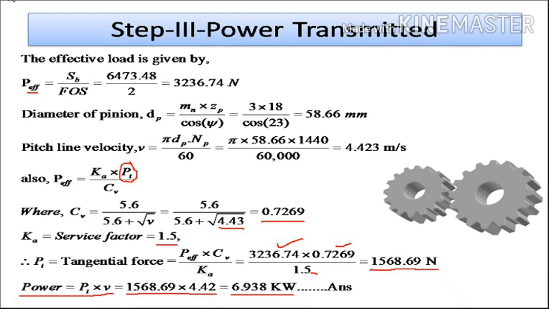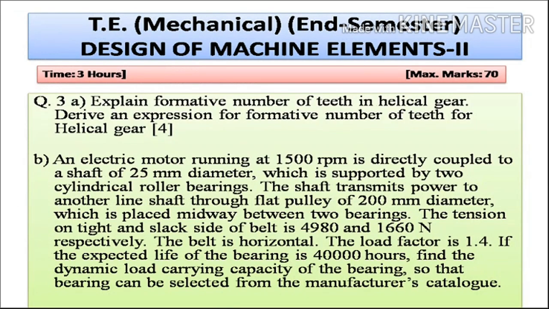So now we will see the next question. Question number 3 is like this. There is a 4 marks theory bit on helical gear, and there is a 6 marks numerical on bearing. Here we are going to attempt the even number of questions, so we'll go for the next question.